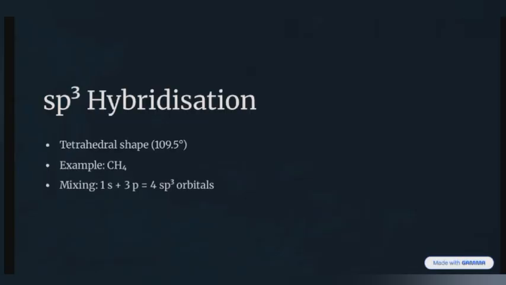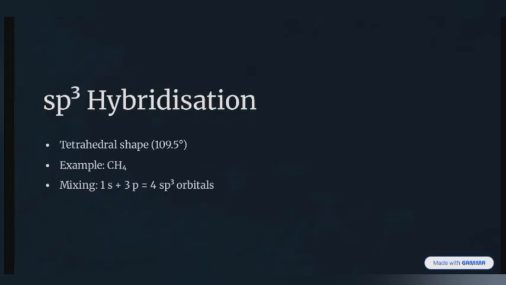Another one now is sp3. Usually their shape is tetrahedral. Anytime you see something that has an sp3 hybridization, you can tell already that it's going to have a tetrahedral shape or structure. As an example, we have methane or other alkanes.